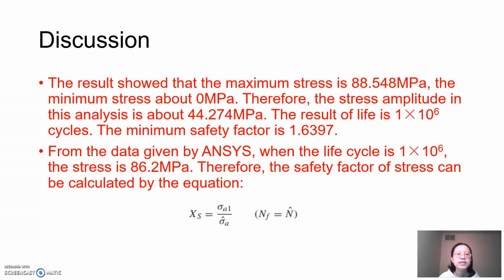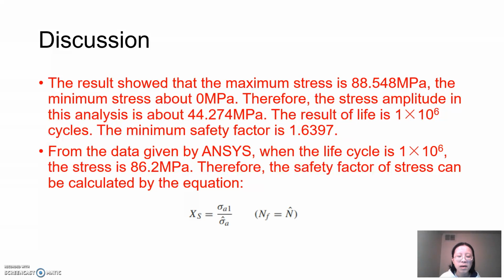Discussion. The result in the first condition showed that the maximum stress is about 88.5 MPa. The minimum stress is about 0. Therefore, the stress amplitude in this analysis is about 44 MPa. The result of life cycle is 1e6 number of cycles. The minimum safety factor is 1.6.